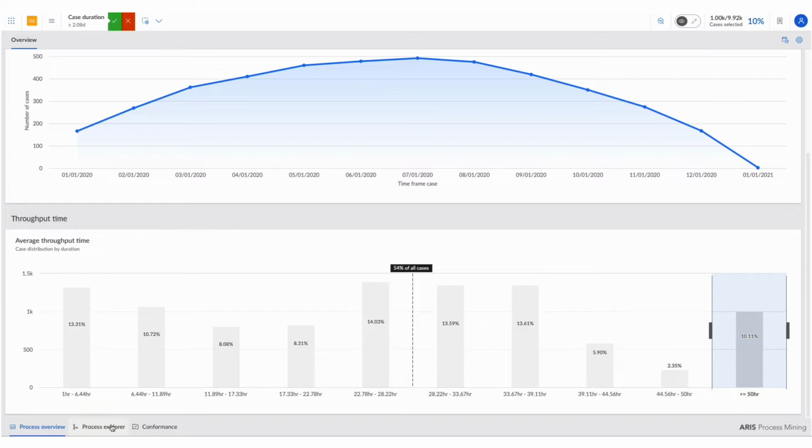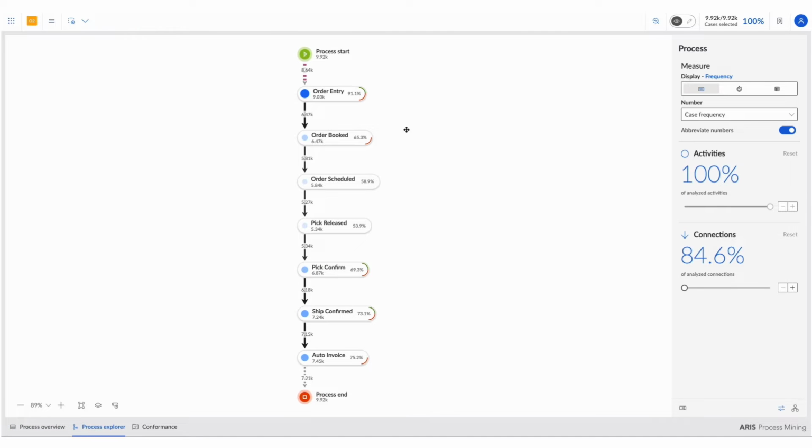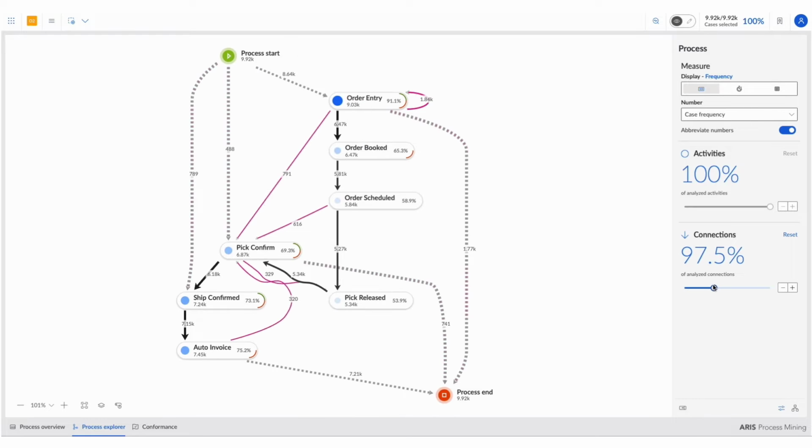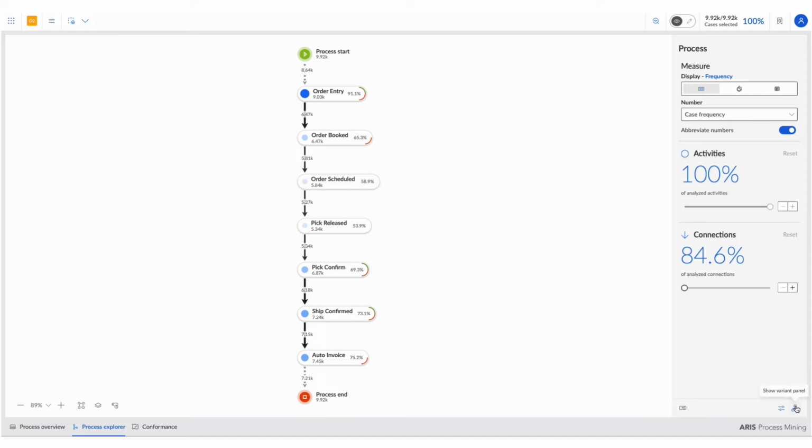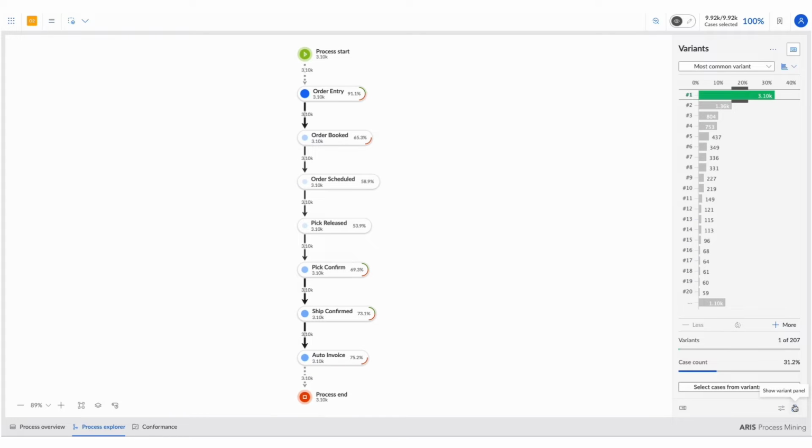Now, let's take a look at the Process Explorer. Processes do not follow the same path every time in real life. Each unique path we call a process variant. What distinguishes a variant from another can be activities that are included or the order of the activities. Based on the discovered variants, ARIS Process Mining shows us the different paths that our process follows per each occurrence. By default, ARIS Process Mining shows us the most common path that processes have followed, and this path represents approximately 31% of the cases. Let's go a bit deeper by looking at different scenarios.